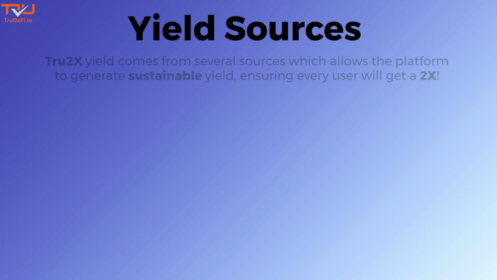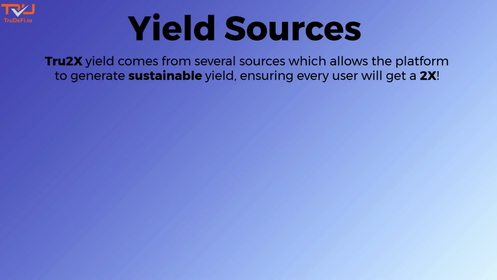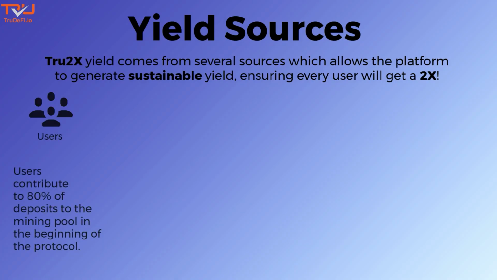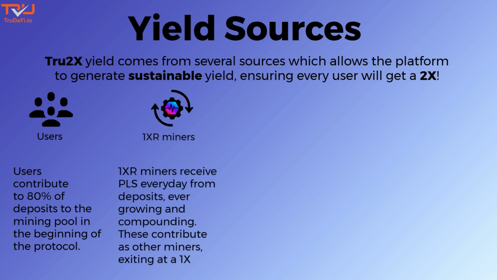Tru2X yield comes from several sources, which allows the platform to generate sustainable yield, ensuring every user will get a 2x. Users contribute 80% of the deposits to the mining pool in the beginning of the protocol. The 1XR miners receive pulse every day from deposits, ever growing and compounding. These contribute like any other miners exiting at a 1x.